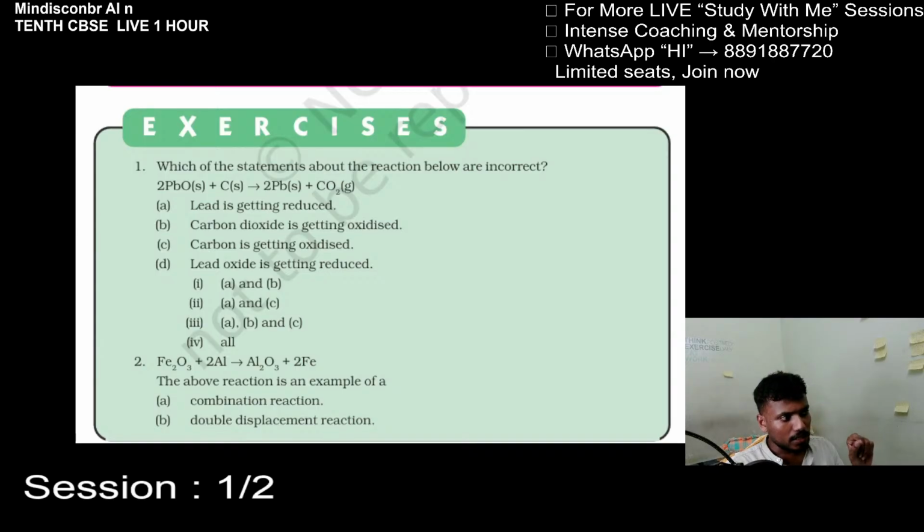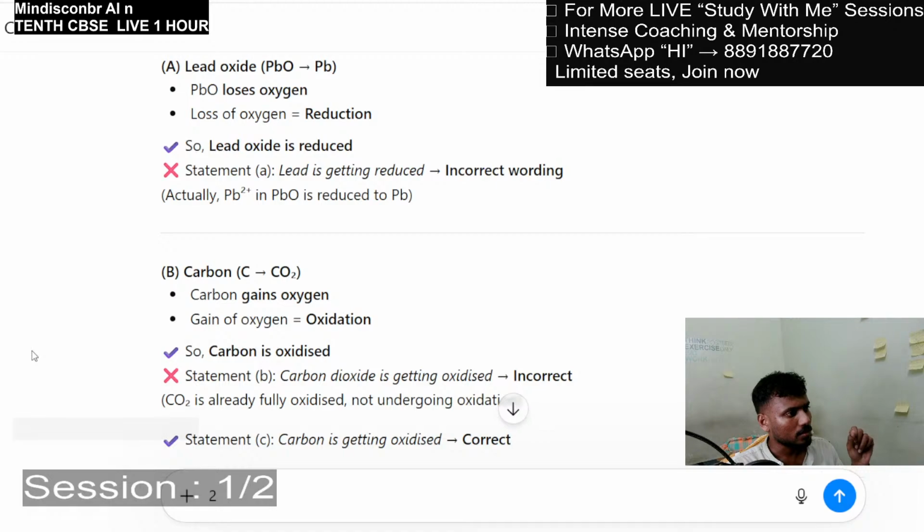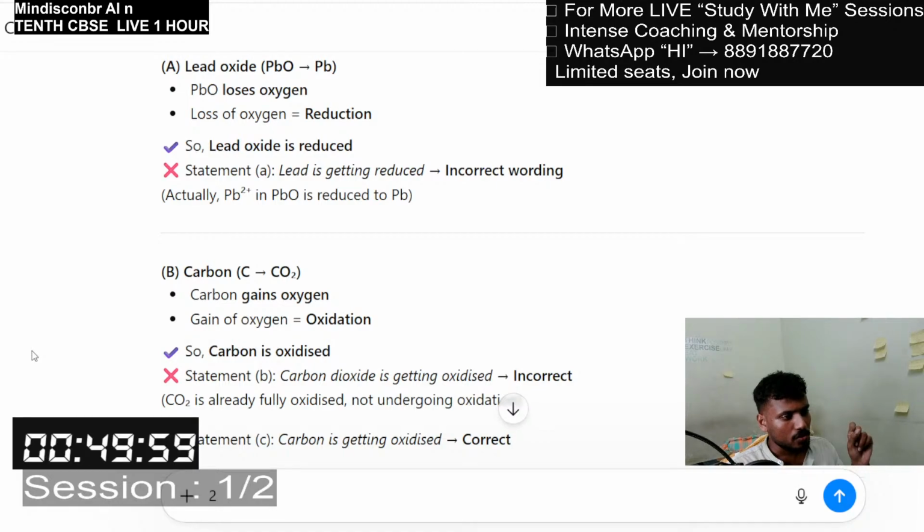Carbon, C, converts into carbon dioxide. Carbon gains oxygen, and gain of oxygen is an oxidation reaction.